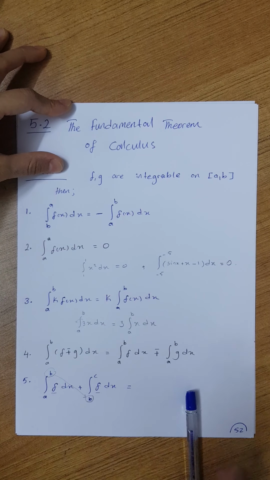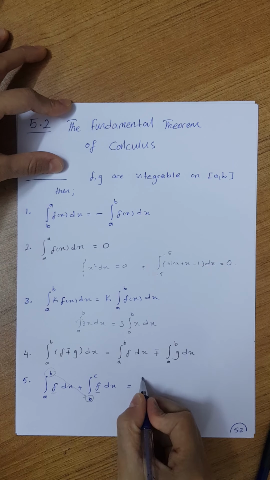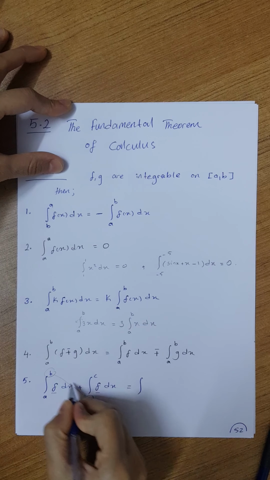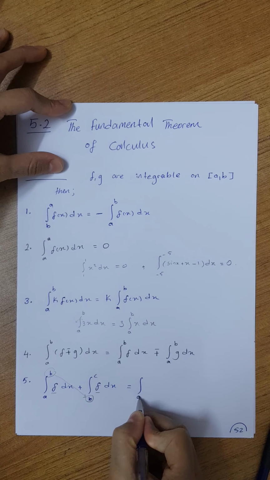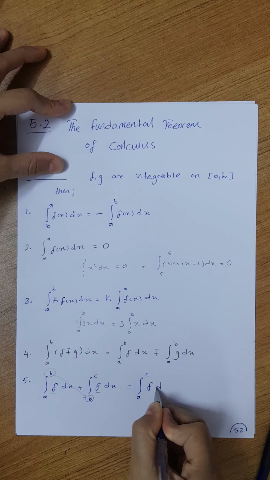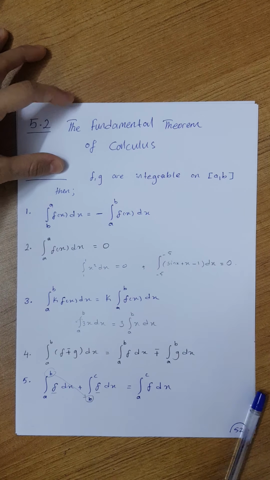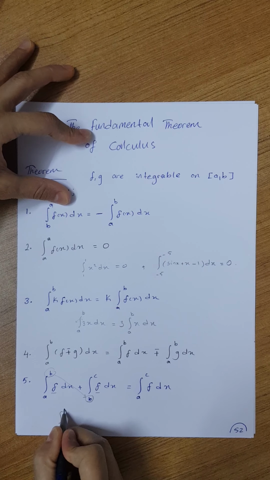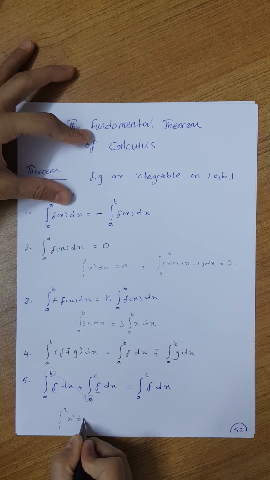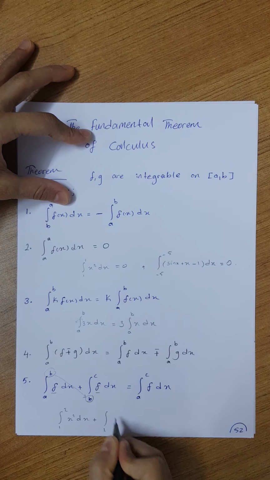Since it is like that, I can write it as the integration from a to c. I will skip that b, okay, from a to c of the function f dx. For example, if I have the integration from 1 to 2 of x squared dx plus the integration from 2 to 5 of x squared dx.